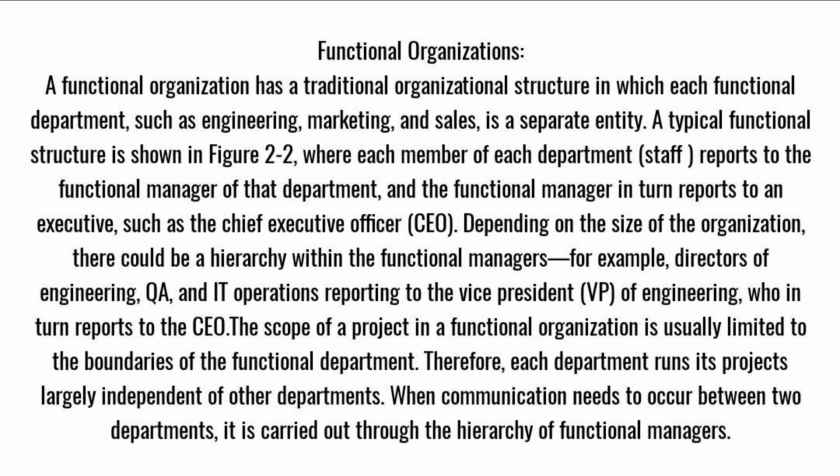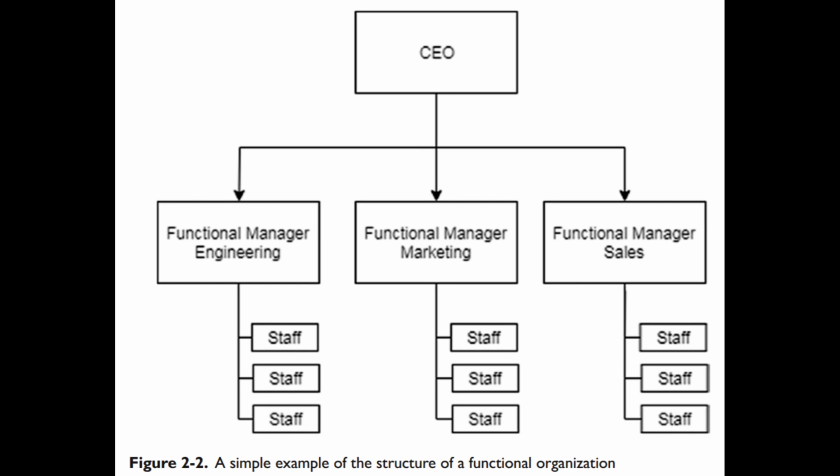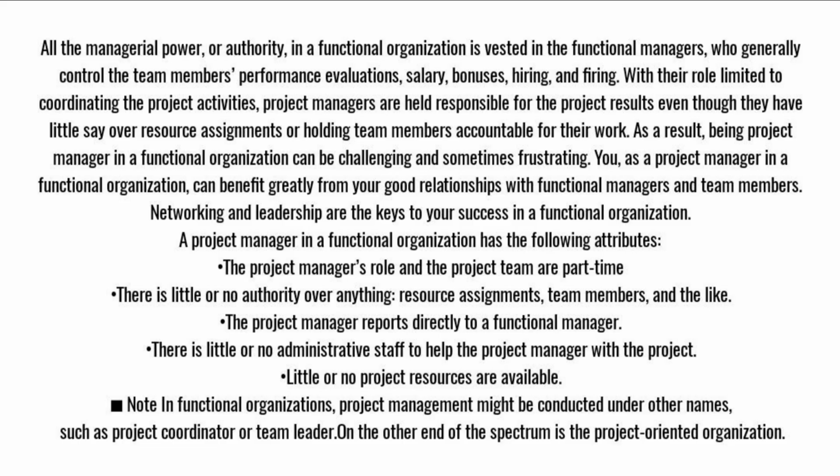reports to the CEO. The scope of a project in a functional organization is usually limited to the boundaries of the functional department. Therefore, each department runs its projects largely independent of other departments. When communication needs to occur between two departments, it is carried out through the hierarchy of functional managers. All the managerial power, or authority, in a functional organization is vested in the functional managers, who generally control the team members' performance evaluations, salary, bonuses, hiring, and firing.